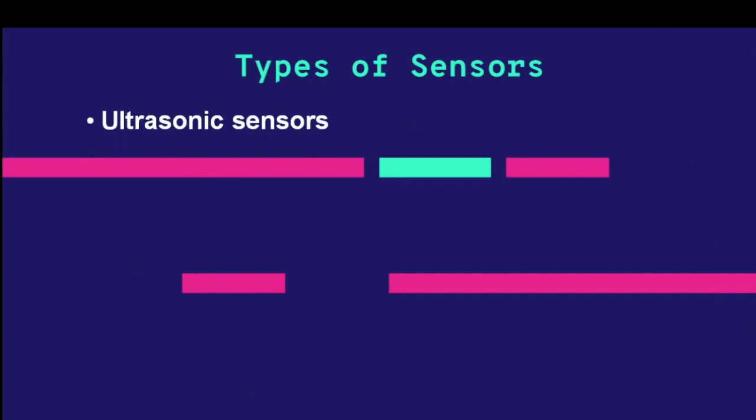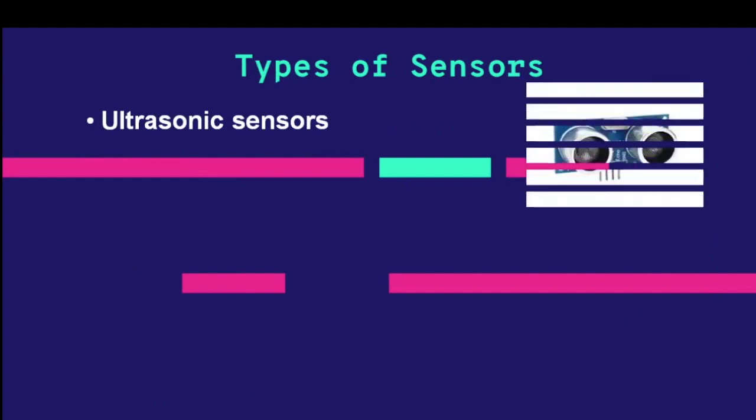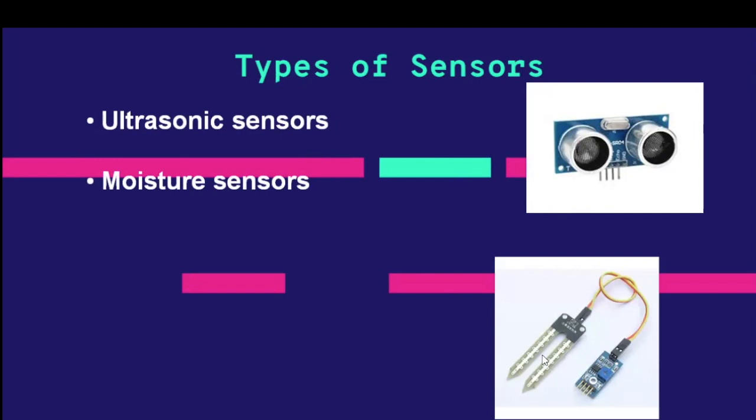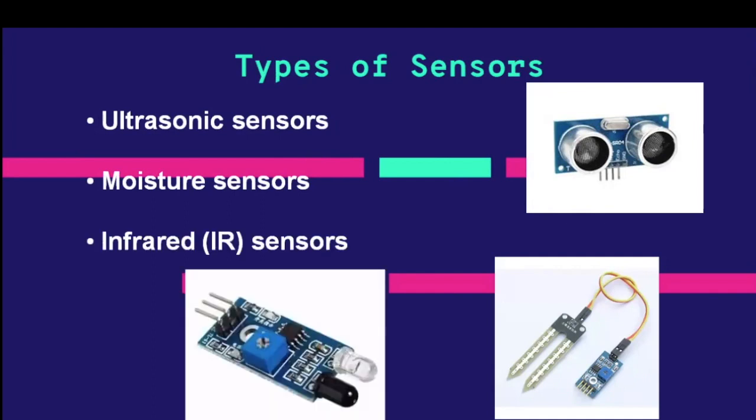The main types of sensors that we are going to learn in this course are, first, ultrasonic sensors, which are used to measure distance using ultrasonic waves. The second type is moisture sensors. These are used to measure the wetness or dryness of the soil. You can put these two probes inside the soil and test whether it is dry soil or wet soil. And then we have the infrared IR sensors, which are able to do obstacle detection. If an obstacle comes, how to detect it.